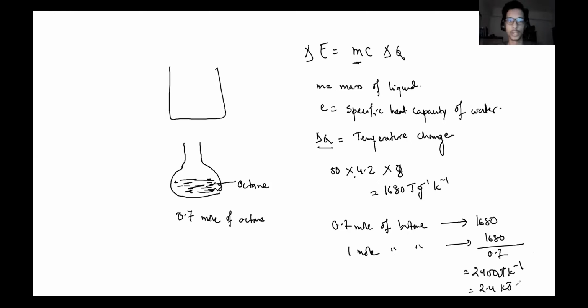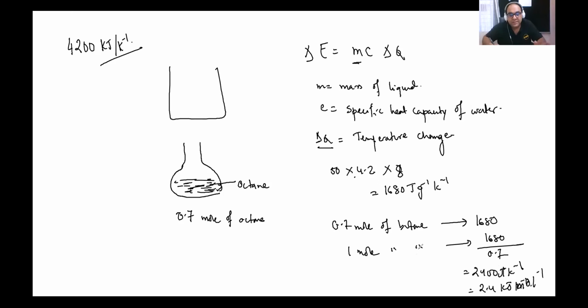Sir, does the mass always have to be in grams? Of course, it could be in kgs also. So if it is in kg, then you will have to convert everything again. If you take your water in kgs, then the specific heat capacity of water is 4200 joule per kg per Kelvin. So your answer is 2.4 kilojoule per mole. It should be per mole. So that means 1 mole of octane is releasing 2.4 kilojoule of energy.